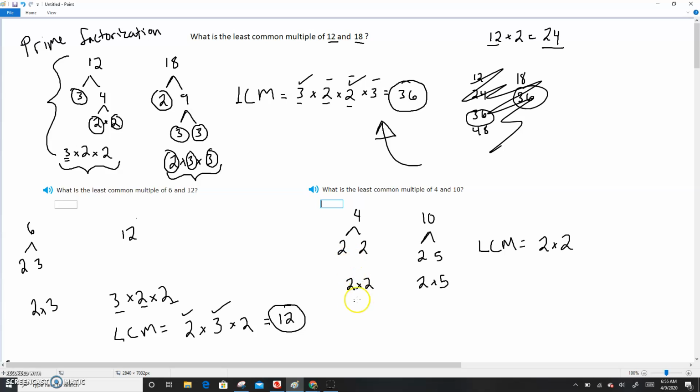So I have enough ingredients to make 4. Do I have enough to make 10? Well, 10 needs 1 2. Check. And it needs a 5, which I don't have. So I'm going to toss that into my mixing bowl. And now I can make 4 if I want to by using 2 times 2, or I could make 10 if I want to by doing 2 times 5. 2 times 2 is 4. 4 times 5 is 20.